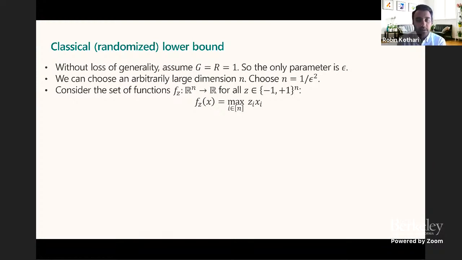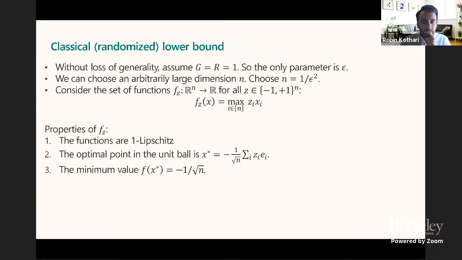And I'm going to consider the following class of functions, f_z of x, where z is an n-bit string of plus ones and minus ones. The function is just defined as z_i x_i maxed over all the indices i. It's not hard to show this is a convex function, because z_i x_i are linear functions and the max of convex functions is convex. And so this function is kind of interesting. It satisfies our assumptions. Of course, it's 1-Lipschitz.